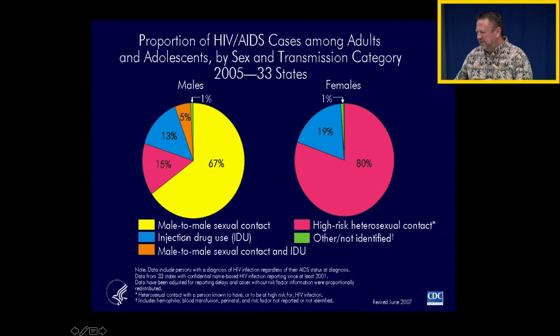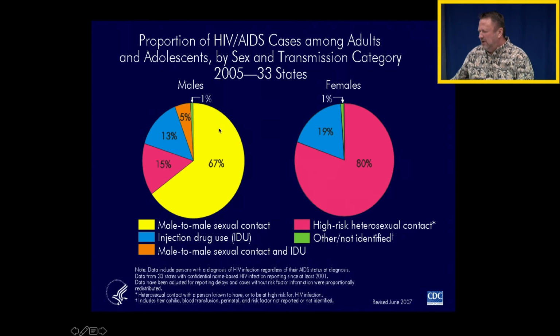Her chances of getting it through IV drug use: 19% of the women interviewed in the study got their HIV from IV drug use. 80% of them contracted HIV through high-risk heterosexual contact.